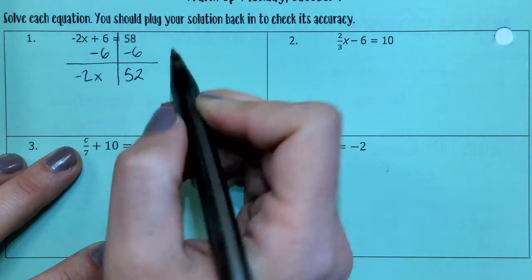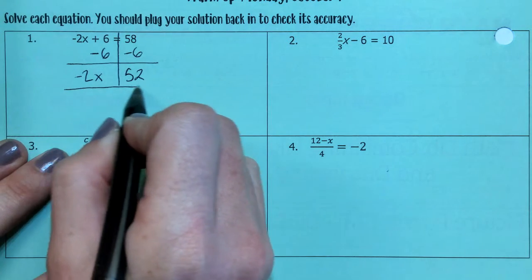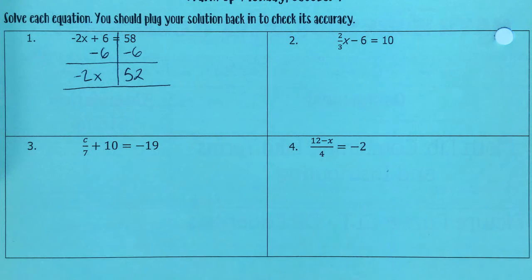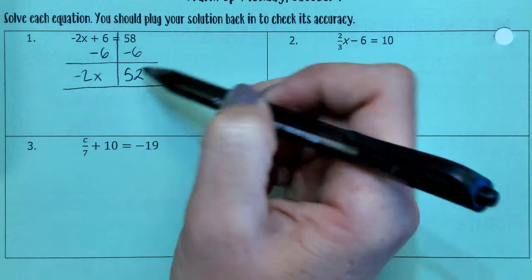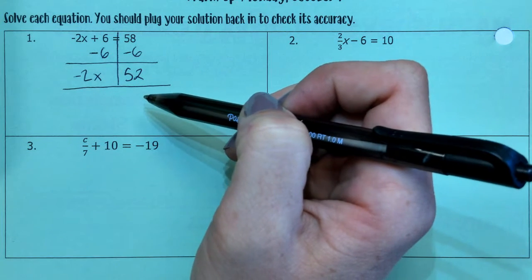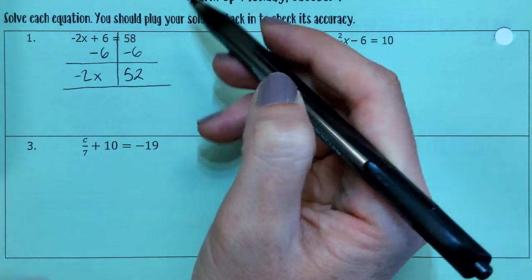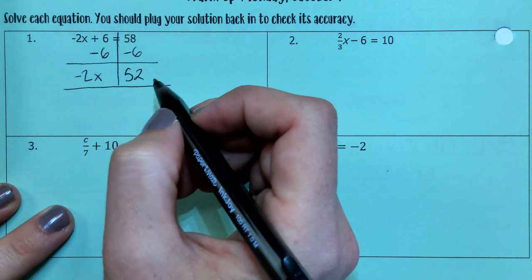Whatever you do to the one side, you have to do it to the other side to keep your equation balanced. If you had a scale and you remove 6 marbles from one side, you have to take those 6 marbles off the other side to keep things the same.